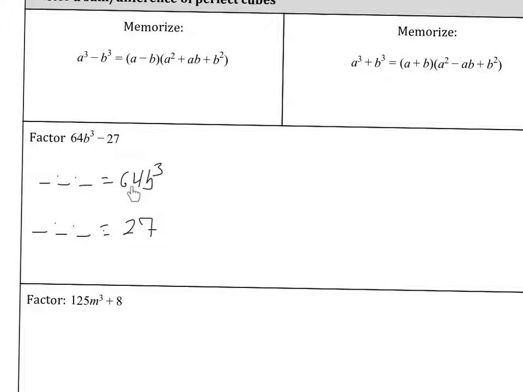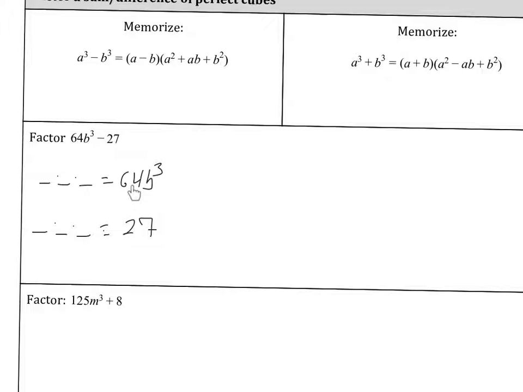Alright, so what times what times what is 64? And what times what times what is b cubed? And really, you've got to play around. You're not going to necessarily know, but I'll tell you this much. If I multiply something by itself 3 times and the answer is even, what I multiplied by itself 3 times was an even number, without question. This number, what times what times what is 27? That'll be an odd number, without question.